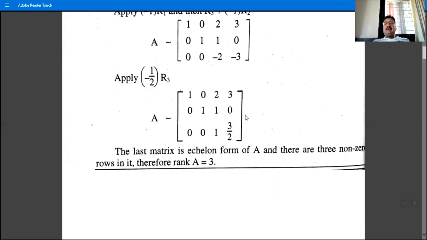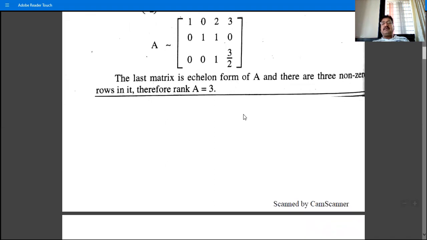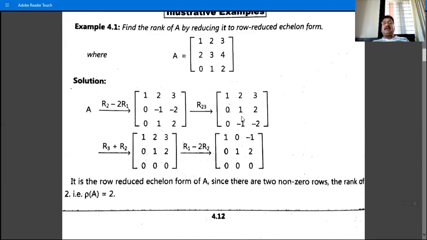So we apply one more operation. Two operations, that is R2 minus R3 and R1 minus 2 R3. After these two operations, we have the reduced row echelon form, and again the rank of A is 3, because the reduced row echelon form also contains three non-zero rows.